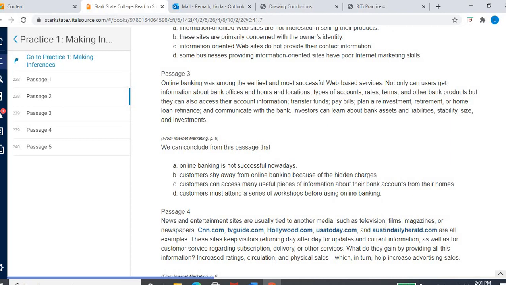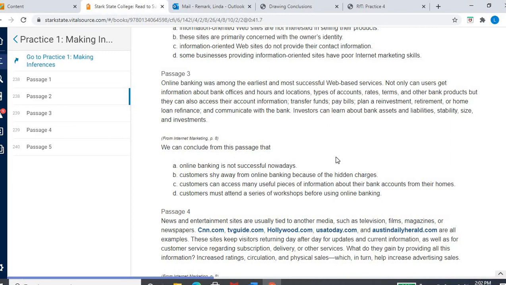Not only can users get information about bank offices and hours and locations, types of accounts, rates, terms, and other bank products, but they can also access their account information, transfer funds, pay bills, plan an investment, retirement, or home loan refinance, and communicate with the bank. Investors can learn about bank assets and liabilities, stability, size, and investment. So what can we conclude from this passage?